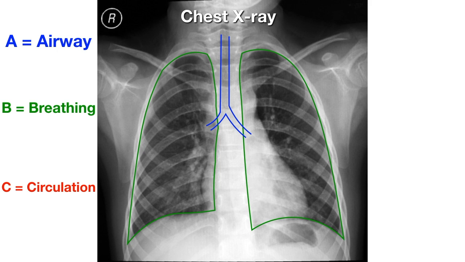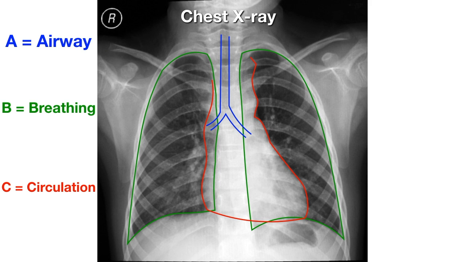Then you're going to move on to C, which stands for circulation. This is when you're going to take a look at the cardiomediastinal silhouette. So what you're going to do is trace the mediastinum down the right side along the right heart border, and then up the left heart border and up the left mediastinum. One of the things you're looking for is a widened mediastinum. This could suggest something like an aortic dissection.